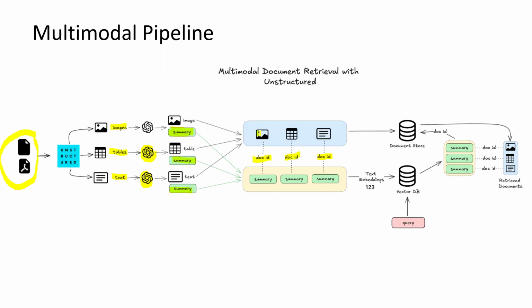For example, this is an image of Lord Ram. We will have some summary that this is Lord Ram. If we have a table which has some Nexon data, it will create a summary: this particular Nexon model has this fuel efficiency, the price band is so and so, and whatever features are in the table will be extracted as a summary. And similarly, the text will get a summary.